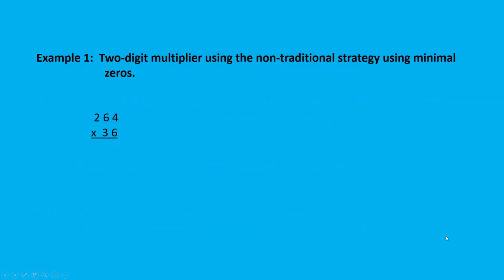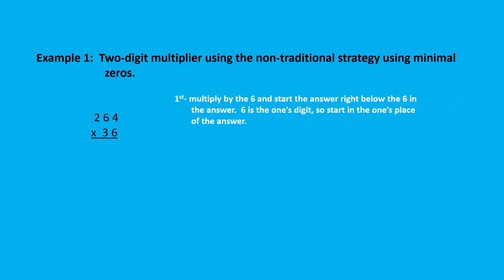Example 1, two-digit multiplier using the non-traditional strategy using minimal zeros. Let's take 36 times 264. First, multiply by the 6 and start the answer right below the 6 in the answer. 6 is the ones digit, so start in the ones place of the answer. So we take 6 times 4 is 24, regroup 2. So we multiply by the 6.